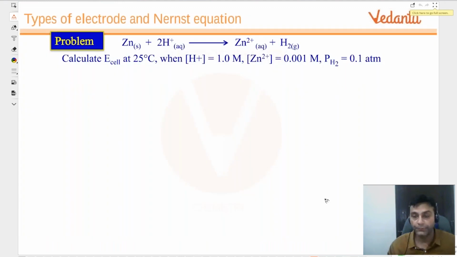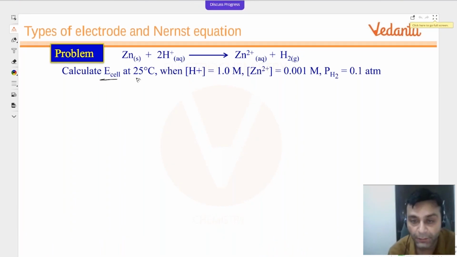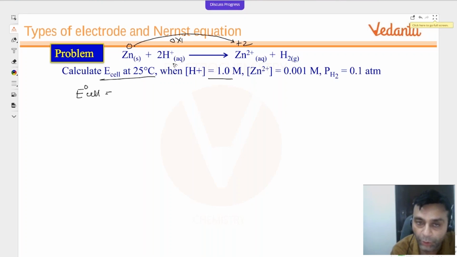Okay, now calculate E cell at 25 degrees Celsius. The concentration is given here. So, first of all, I am finding out the E naught cell value. And before I calculate the E naught cell value, I can see here that zinc goes to zinc 2 plus. It means zinc is undergoing oxidation, and hydrogen is undergoing reduction.